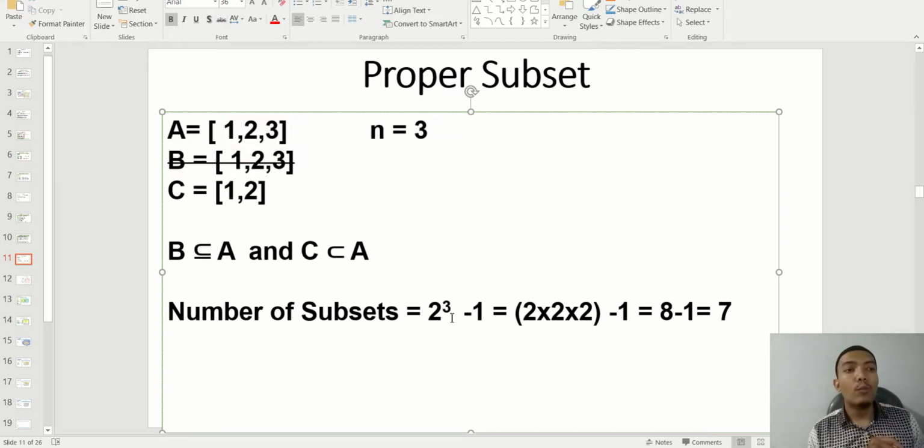So we have the formula here: 2 power n minus 1, where n here is 3. So 2 power 3, 2 times 2 times 2, becomes 8, minus 1, it will become 7. Where does this minus 1 come from? The minus 1 comes from the same and identical set that is exclusive to the subset and not the proper subset.